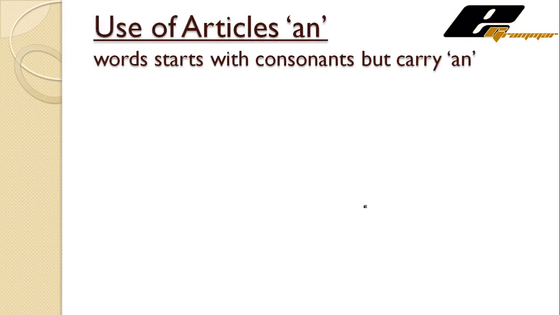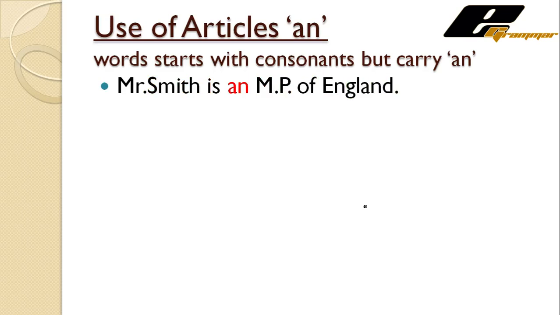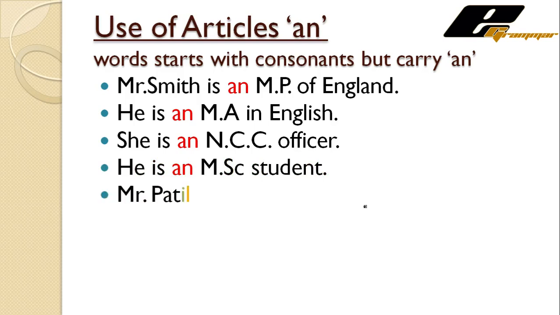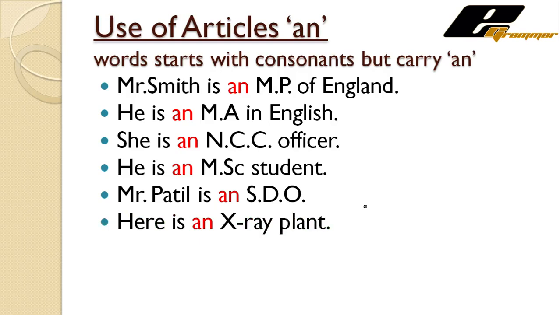Use of article an. Word starts with consonant but carries an. Now we have already learned that words start with consonants and before them we use article an. See some examples for this in sentences. Mr. Smith is an MP of England. He is an MA in English. She is an NCC officer. He is an MSc student. Mr. Patil is an SDO. Here is an X-ray plant. It is an RTC bus.